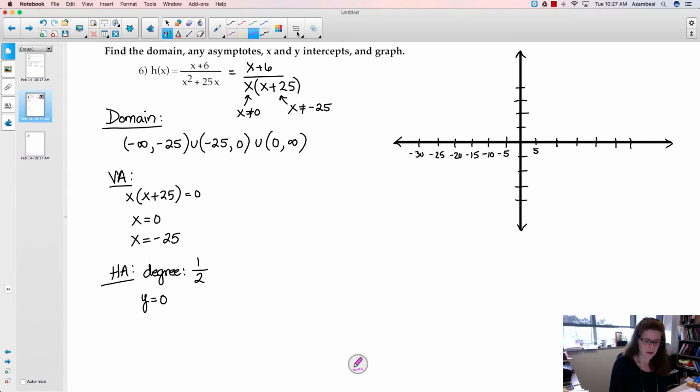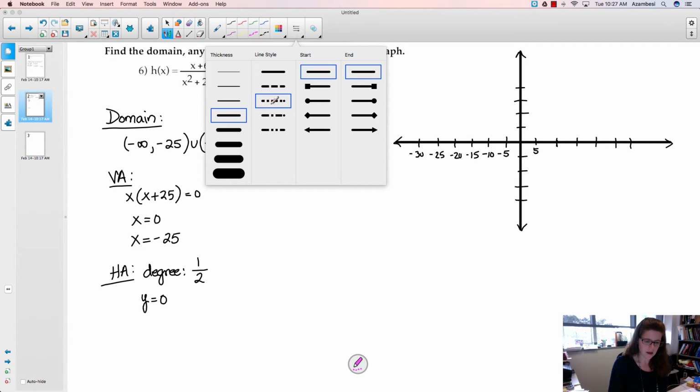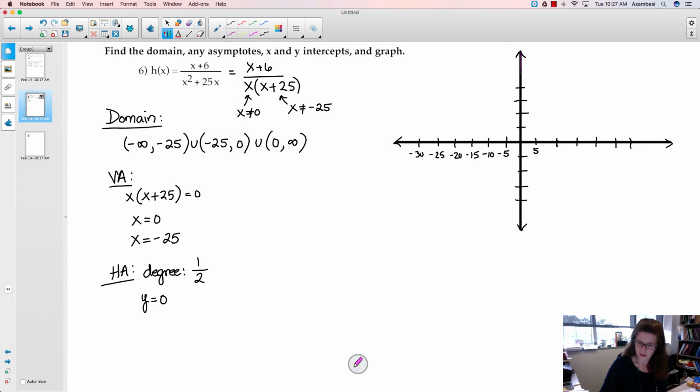All right, so asymptote lines at x is equal to 0. So I've got one right here on the axis. One at x is equal to negative 25. And y is equal to 0. So here's what I have so far.